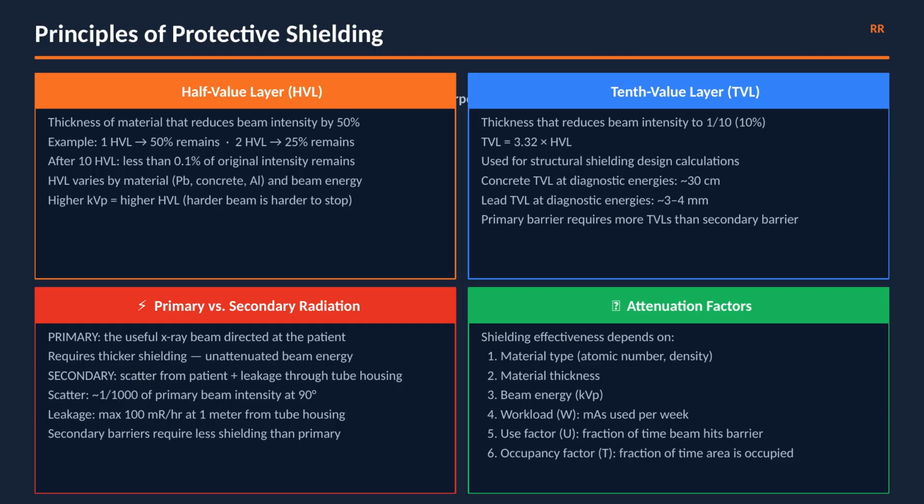Primary radiation is the useful beam, unattenuated and requiring the heaviest shielding. Secondary radiation includes scatter from the patient, approximately 1/1000th the primary beam at 90 degrees, and leakage from the tube housing, limited by regulation to 100 mAh at 1 meter. Secondary barriers require less shielding than primary.